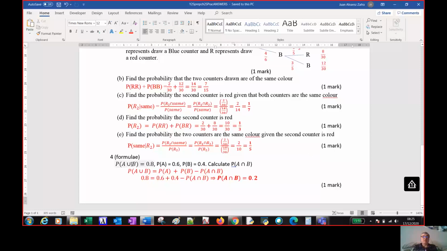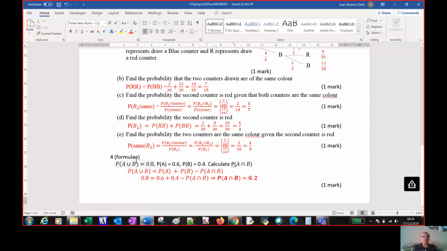Last of all, you need to know about formulas. So you need to know the conditional probability formula. The probability of A given B is probability of A and B divided by the probability of B. But the other thing you need to know is what's sometimes called the OR rule. The probability of A or B is always equal to the probability of A plus the probability of B minus the probability of A and B. And if A and B are independent, then this can be rewritten as the probability of A times the probability of B. But if they're not, we can't do that.